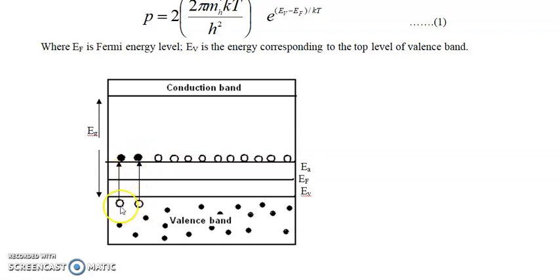Here, the number of holes available in the valence band, or the density of holes in the valence band, must be equal to the density of electrons available in the acceptor level. In other words, the density of holes in the valence band must be equal to the density of ionized acceptors in the acceptor level. So this is the concept. At equilibrium, the density of holes in the valence band must be equal to the density of ionized acceptors in the acceptor level. Using this concept, we are going to derive the expression for carrier concentration in a p-type semiconductor.